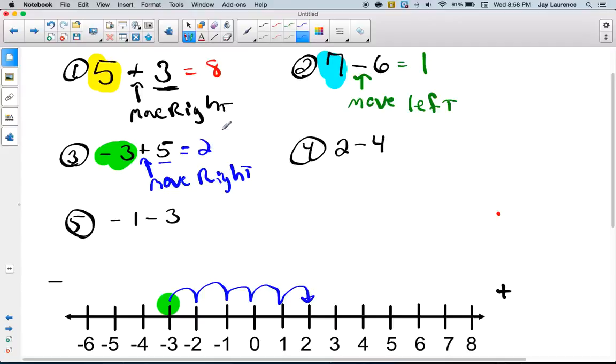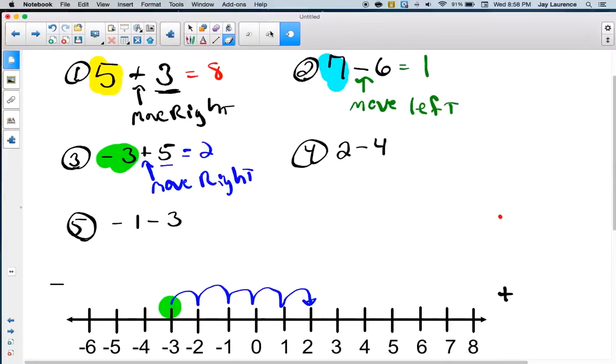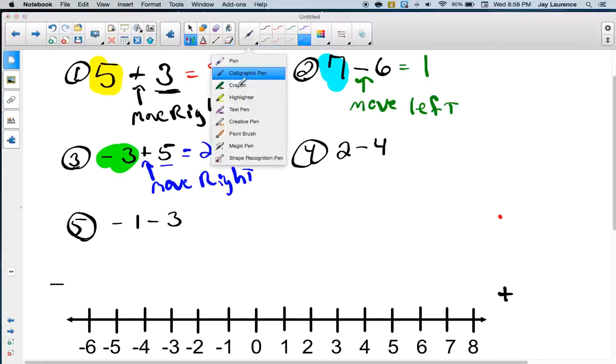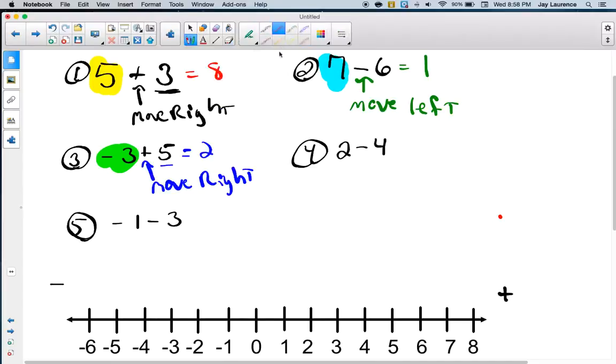All right. Let's try another one. I'm going to walk you through these 5, and then you're going to have to do some on your own. All right, get my number line clear, ladies and gentlemen. All right, here we go. Let me get my highlighter. Oh, I'll use crayon this time. I always want to use crayon.